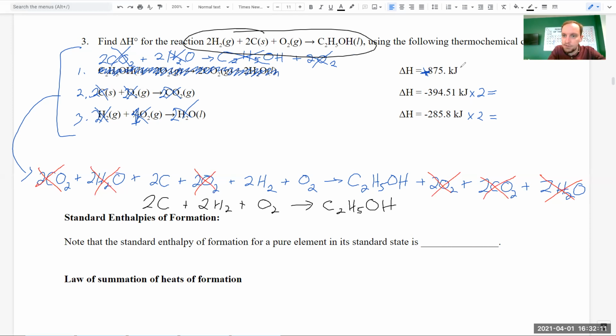So what we're going to do now is, of course, this is going to be times 1. I'm going to just add them all together. I'll do it with parentheses to make this a little bit easier for myself. So I'm going to add positive 875 plus, parentheses, negative 394.51 times 2, close parentheses, plus, open parentheses, negative 285.8 times 2, close parentheses, equals, my final answer is negative 485.62 kilojoules. There we go.